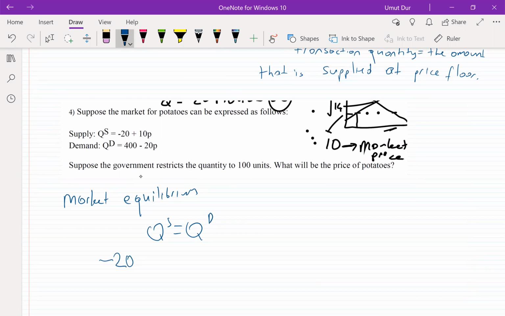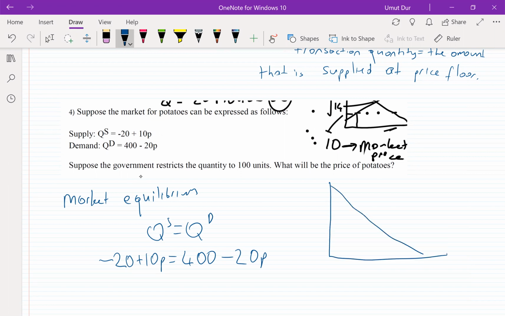So minus 20 plus 10p is equal to 400 minus 20p. This is the market equilibrium that I would like to find. This is the supply, this is the demand, and I am looking for this point. The price will be 30p equals 420. It's exactly the same question. So the market price that I find is 14 and the quantity that I will find is 120.